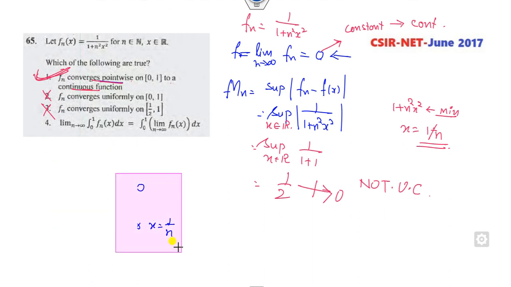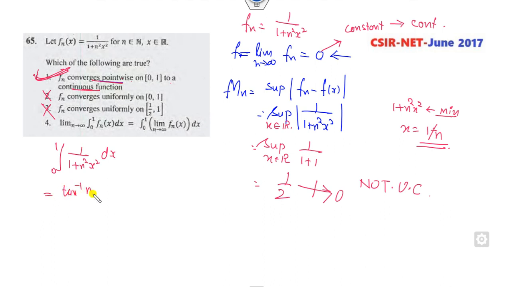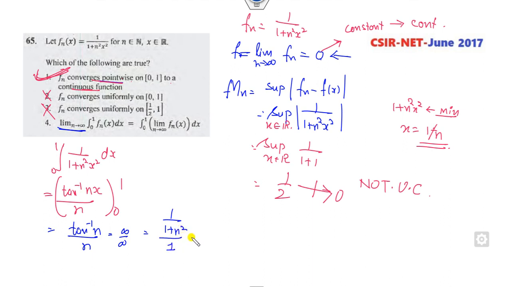Now you have to check the fourth option. The limit of the integral from 0 to 1 of f_n. Here, what is the integration of this? This is tan inverse of nx over n. So what is the value at x is 1? It is tan inverse n over n. At 0, it's 0. Now take n approaches infinity. It's infinity by infinity, so it's 1 over n square over 1. If n goes to infinity, it goes to 0.